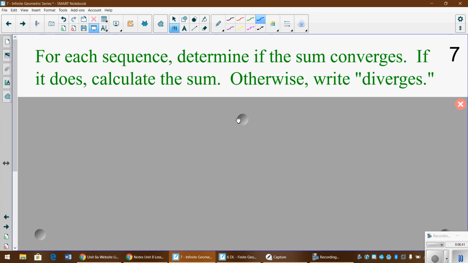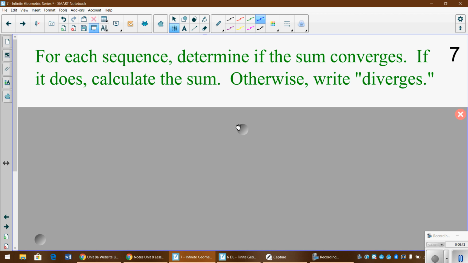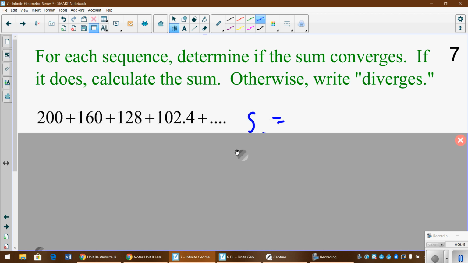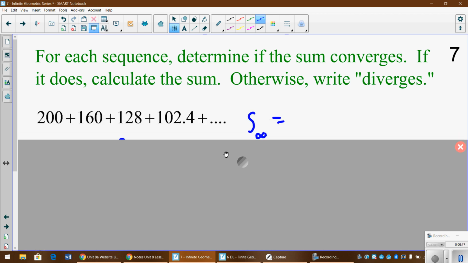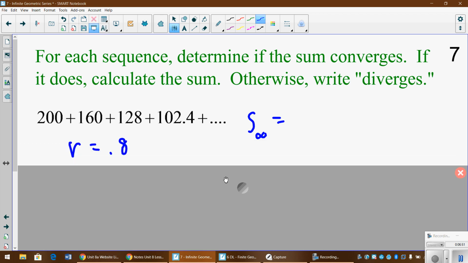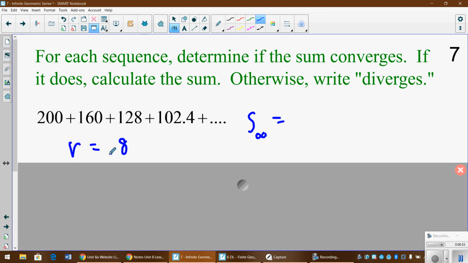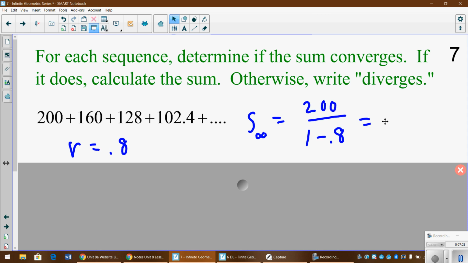For each sequence, determine if the sum converges. If it does, calculate the sum. Otherwise, we just say it diverges. So for instance, this list of numbers, I'm just going to tell you, has a common ratio of 0.8. It's a number less than 1. Since that number is less than 1, we can use our formula, and our formula would give us 200 divided by 1 minus 0.8. That answer is 1,000. And you can try that out.